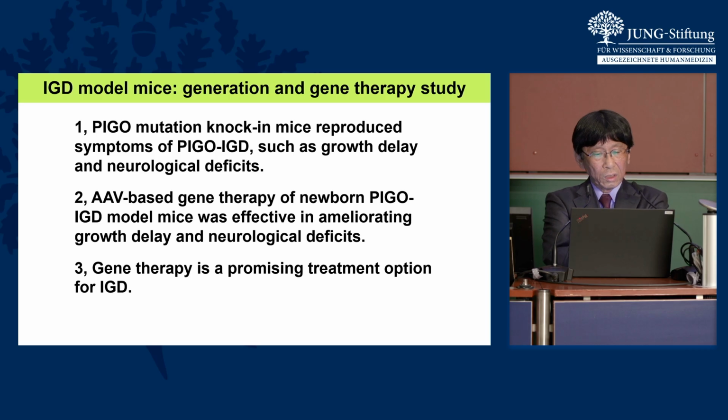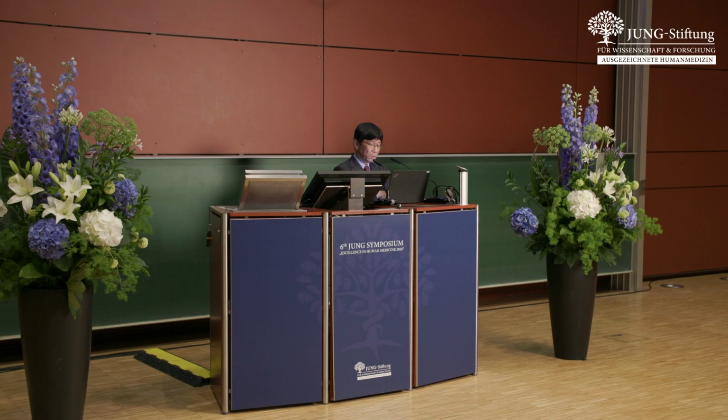So in summary, the PIG-O mutation knock-in mice reproduced symptoms of IGD, such as growth delay and neurological deficits. AAV-based gene therapy of newborn model mice was effective. So gene therapy is a promising treatment option for IGD. My colleague Yoshiko Murakami is now working hard to realize supplemental gene therapy for human patients.